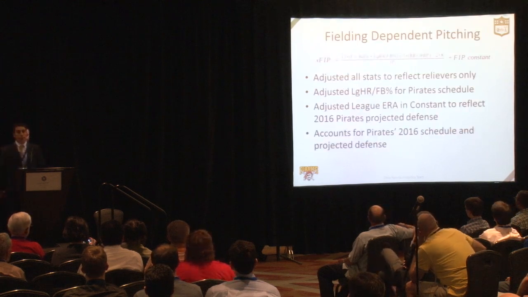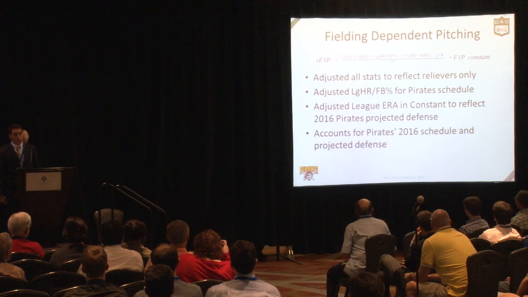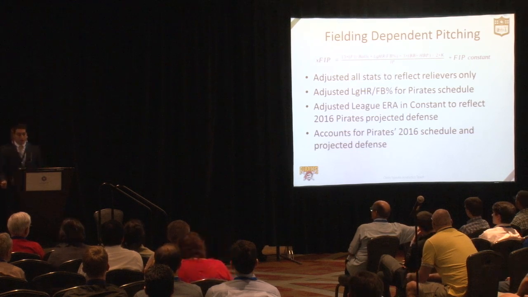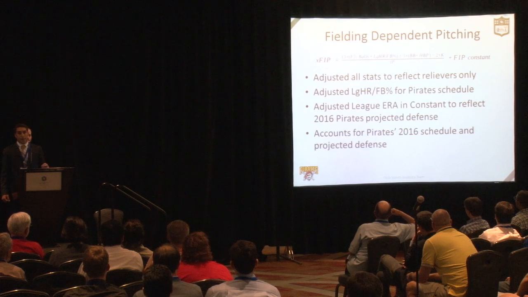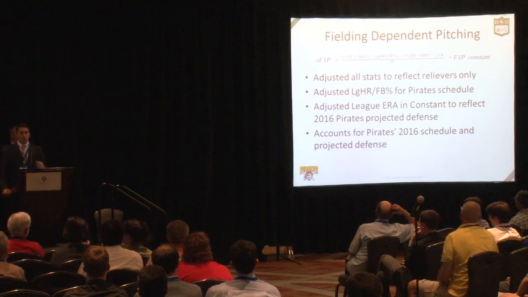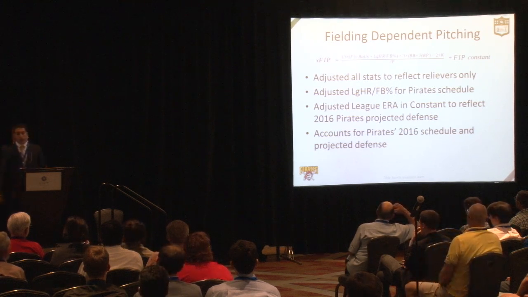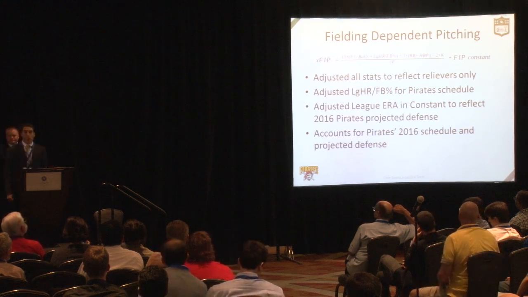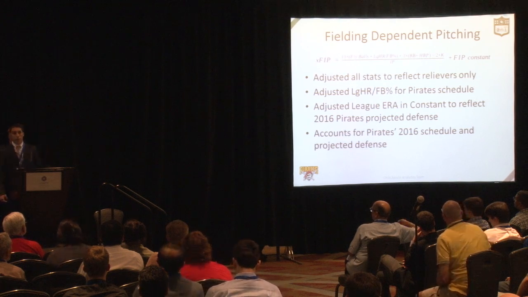The first performance metric that we actually considered in this case was fielding-dependent pitching, or FDP, and while that may seem like a pretty simple formula, it's actually pretty comprehensive. We wanted to take the 2015 XFIP formula and actually adjust the variables within the formula so that we could use it to project 2016 ERA. And how we did that was, first, instead of using the XFIP formula for all pitchers, we actually adjusted it to reflect relievers only.